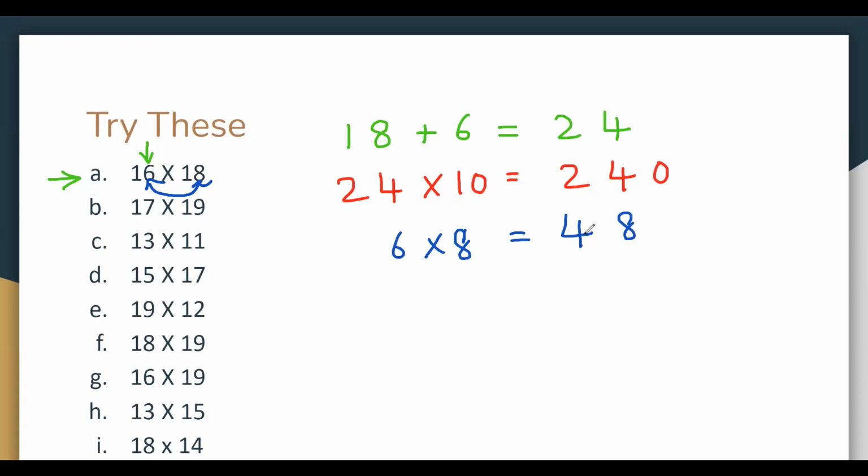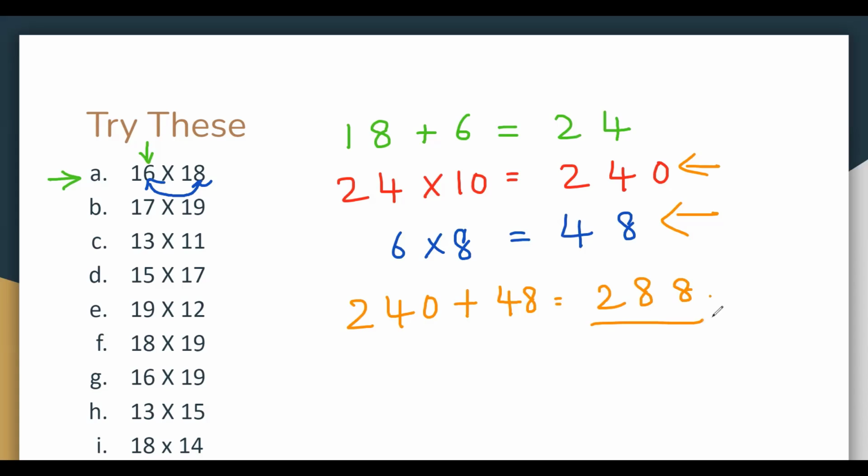And our last step, where we get your answer, we add the 240 and 48. 240 plus 48, we get 288, and that's your answer. So 16 times 18 gives you 288. Wasn't that easy? You just have to practice it a lot of times and then you will be able to do them within seconds. Okay, so that's what we have to do.